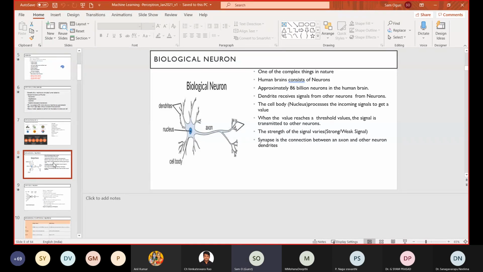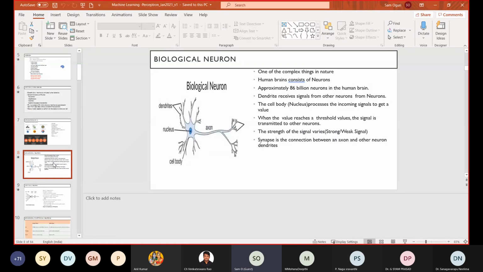The biological neuron consists of three parts. One is the dendrite, and the dendrites receive signals from other neurons. When the signals are received through the dendrites, they go to what we call the cell body, which is called the nucleus. The nucleus takes the inputs from all the dendrites, does some calculation, and gives a final output. That final output is transferred to the adjacent neurons through the axon.